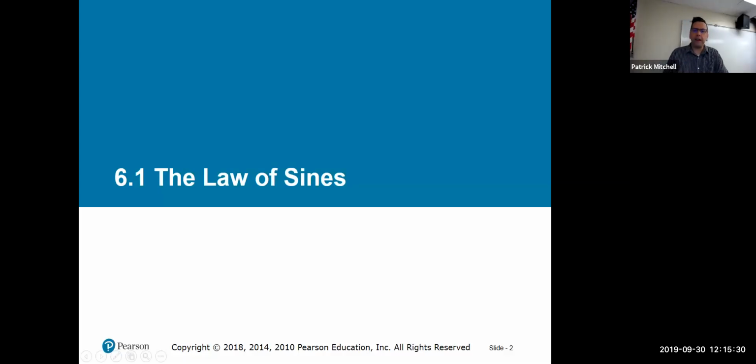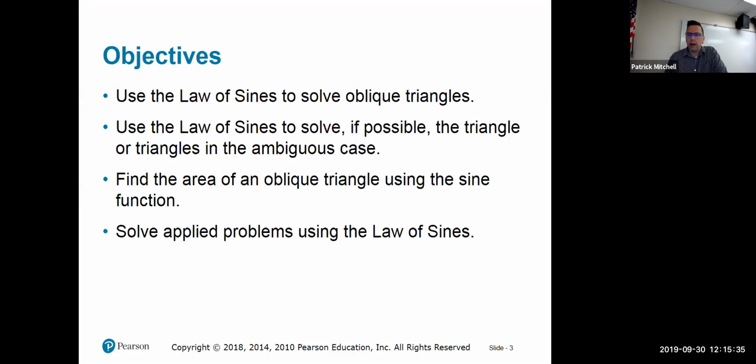Today we're talking about 6.1, the law of sines. And the objectives in this section, use the law of sines for a couple of different things. And then there is a related formula that you can use to find the area of a triangle.